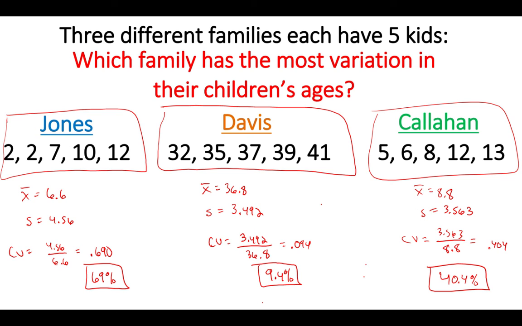Okay, so based off of this, we would say that the Jones family has the most variation. You could say the most diverse ages would be another way to say that. Which family has the most diverse ages? Or if we ask the question, which family had the least diversity in ages, or the children with the closest ages, that would be the Davis family. Callahan kind of sits in the middle there. Maybe you could say they have the most consistent age gaps or something like that.